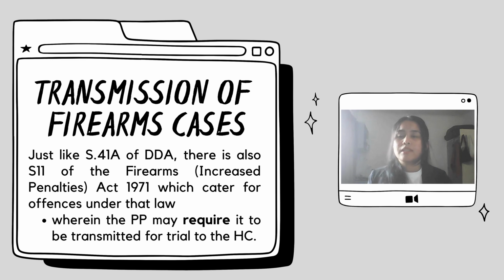Last but not least is the transmission of firearms cases. Similar to Section 41A of the Dangerous Drugs Act, Section 11 of the Firearms Increased Penalties Act also addresses crimes involving weapons and provides that the public prosecutor may demand that the case be sent to the High Court for trial.